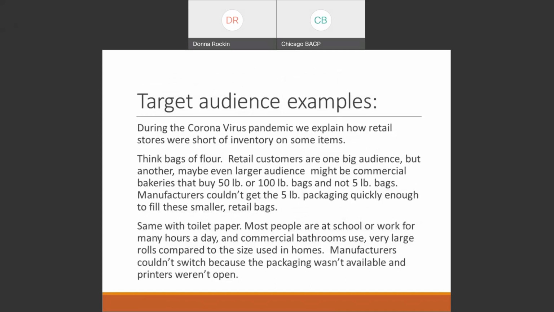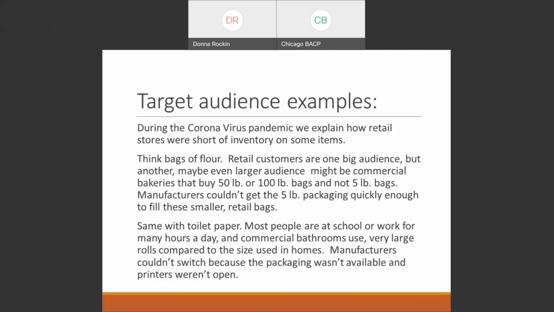During the coronavirus, we explained how retail stores were short of inventory. Think bags of flour. Retail customers buy one, it's a big audience, but typically they buy a 5-pound bag of flour, not 50 or 100-pound bags of flour. And so when a manufacturer had set up to produce so many 5-pound bags of flour, but many, many more 50 or 100-pound bags for food manufacturers, they couldn't switch the production lines fast enough to make the 5-pound bag of flour. So you really have to think about your target audience. And that happened with toilet paper too. Most people are at school or work for many, many hours a day, and they use commercial bathrooms that have those giant rolls of toilet paper.